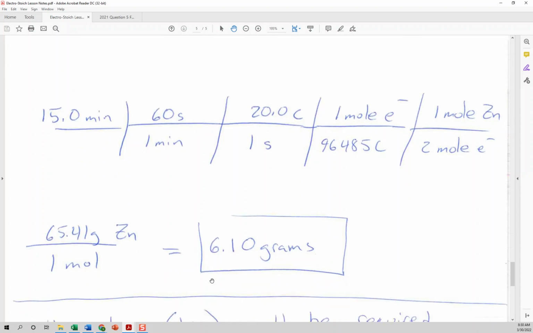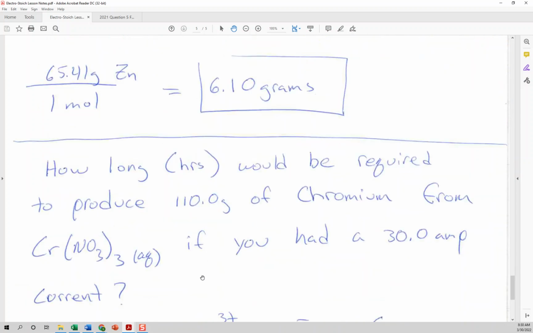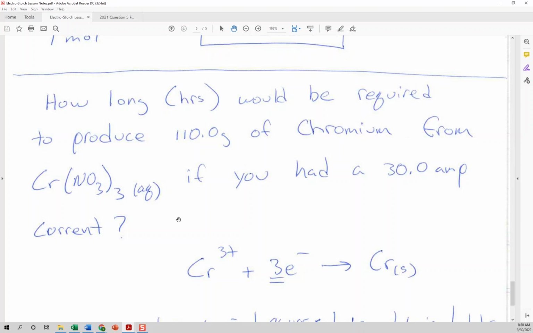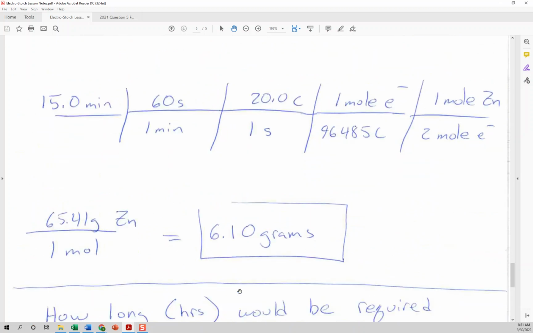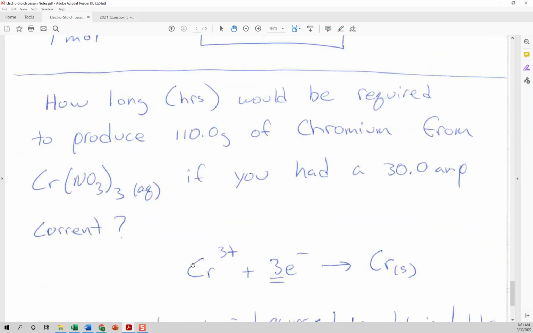All right. And sometimes we might go back the other way. So here, we want to know how long. So notice, like in this question, we started with the total time and we got to mass. So in this question, we're going to kind of do the opposite. We're starting with the mass of metal that's going to be plated, and we want to know how long we have to run the current for. So basically just the reverse, all right?